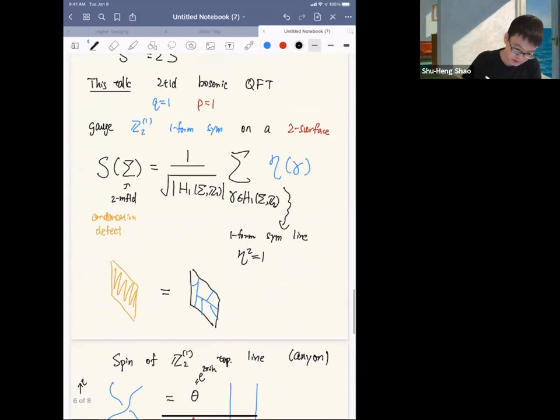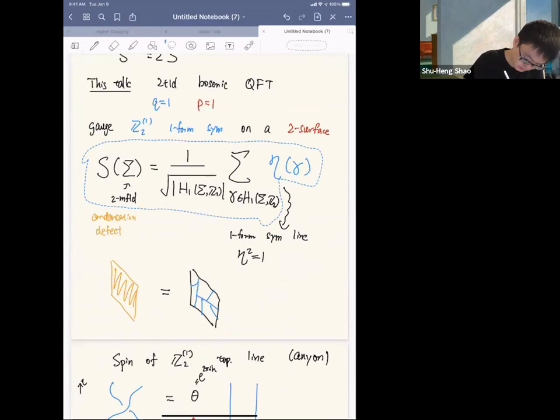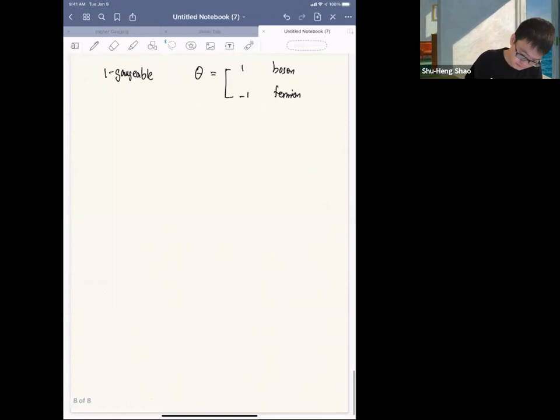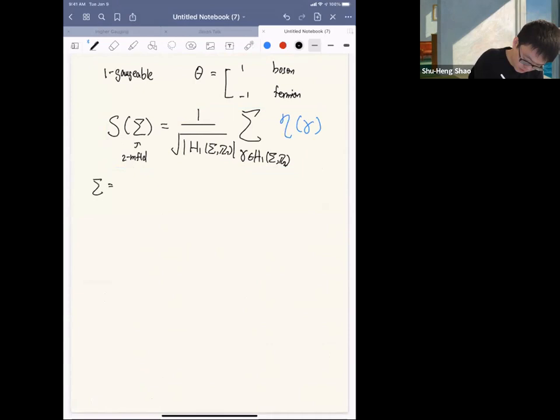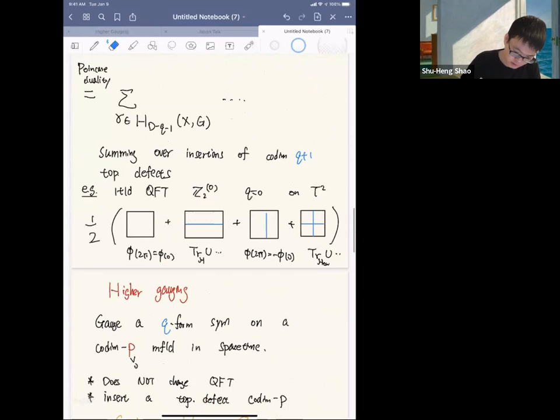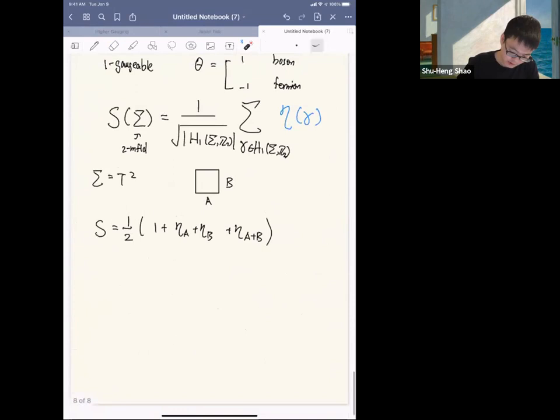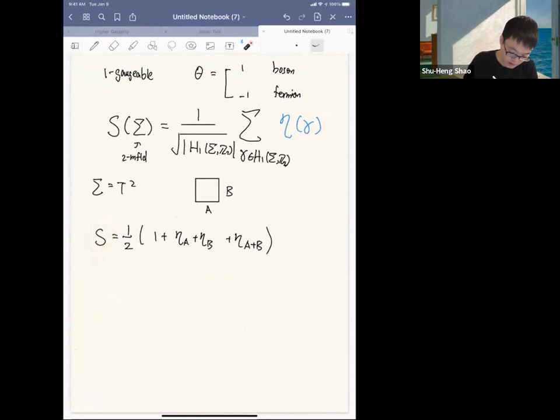Now we can revisit this condensation defect formula and see what it looks like. For simplicity, I'm going to take the two manifold to be a torus. So I have A cycle and B cycle. Let me just plug in the definition. I have 1 over 2, 1 plus a dot a plus a dot b plus a dot a plus b. Notice that this formula is very similar to the famous Z2 orbifold formula in 1+1D CFT. But now the interpretation is completely different. Here we have a surface defect that's made out of the superposition of line defects on the surface.